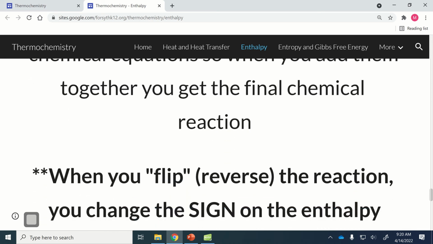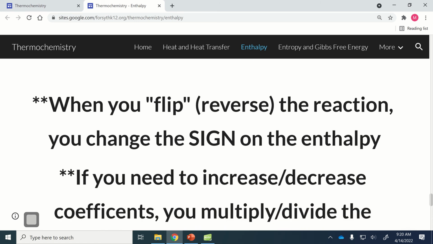So what happens when I flip or when I balance? When you flip or reverse the reaction, all you do is you change the sign on the enthalpy, just like we did when we did heat of fusion and heat of solidification. Enthalpy of fusion, enthalpy of solidification, where you just reverse the sign. You don't do anything other than change it from a positive 20 to a negative 20 if you have to reverse the reaction.